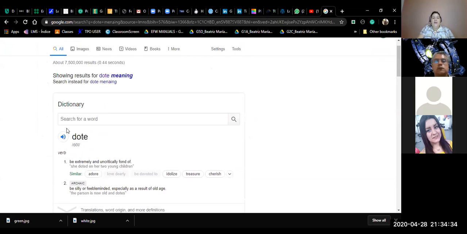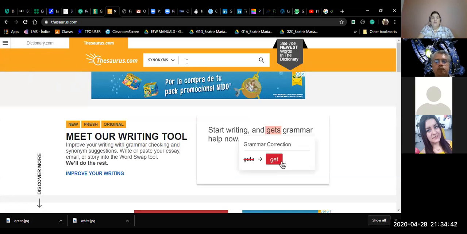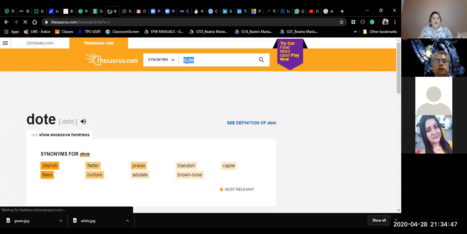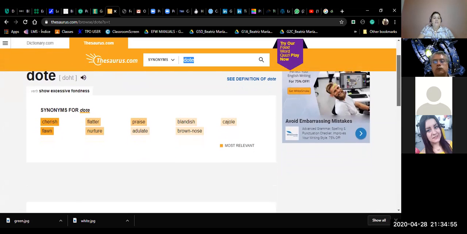What happens when you find a meaning that you don't understand? Simple. This is another tool that I will show you. It's called a thesaurus. You have a dictionary and a thesaurus. A thesaurus is a synonym. So if you don't understand the meaning of the word itself, then you come here and look for a synonym word that gives you an idea of what it is. And it will actually place synonym words for dote.